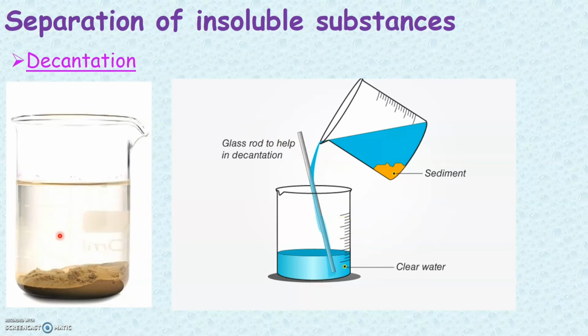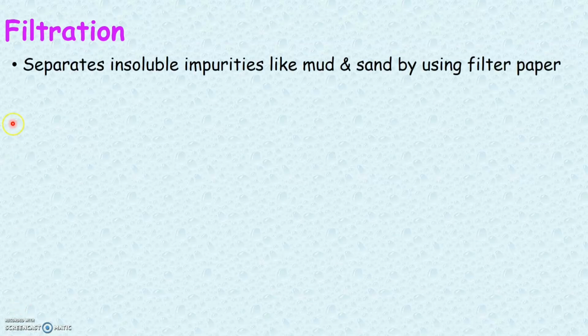Now let us see what is the next method to separate insoluble substances from a liquid. The next method of separation is filtration. By this method of filtration, we can separate insoluble impurities from a liquid, which means impurities that are not soluble in a liquid. So by the method of filtration, we can separate insoluble impurities like mud and sand.